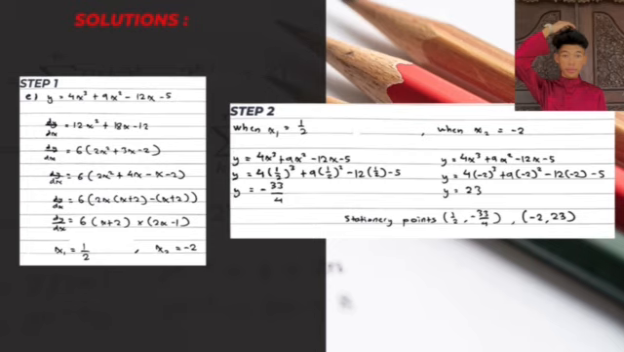Step 2. When x1 equals 1 over 2, find the y. y equals 4x cubed plus 9x squared minus 12x minus 5.